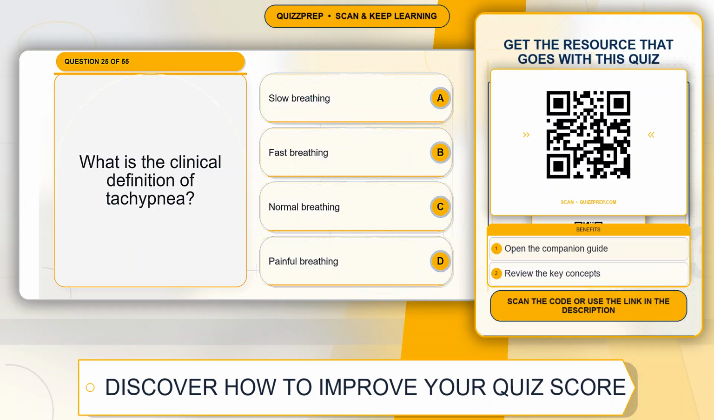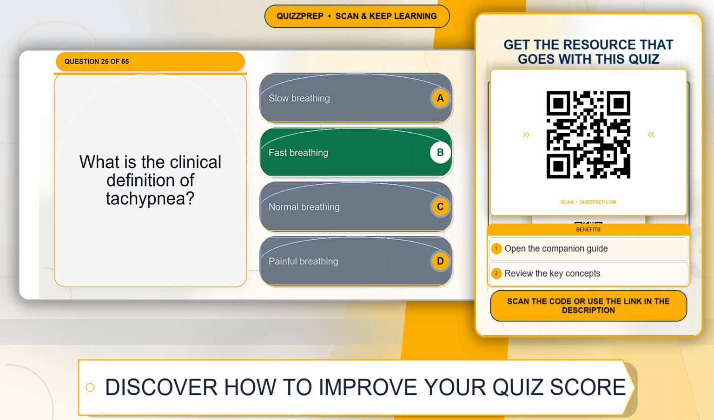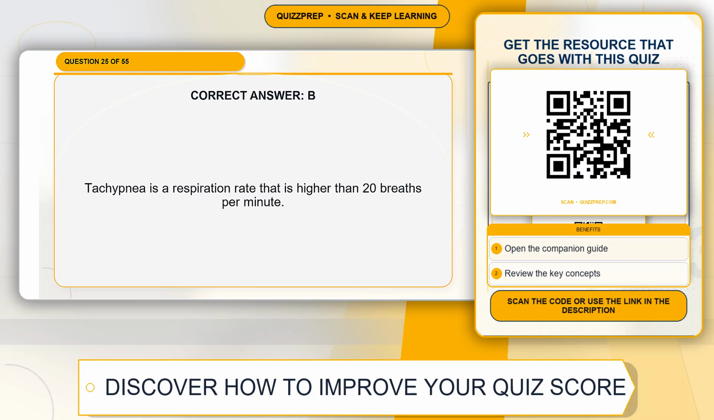Question 25. What is the clinical definition of tachypnea? Option A, slow breathing. Option B, fast breathing. Option C, normal breathing. Option D, painful breathing. The correct answer is option B, fast breathing. Explanation: tachypnea is a respiration rate that is higher than 20 breaths per minute.